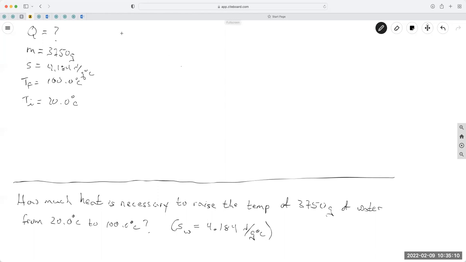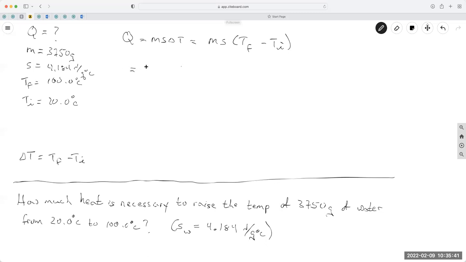All right, so in this case, this is a pretty straightforward one. Q is M S delta T. Delta T, remember, is T_F minus T_I. So in this case, we weren't told the temperature change, so we're going to expand this out: M S (T_F minus T_I). Now I don't have to rearrange this because Q is my question mark. So I'm going to plug in the numbers.